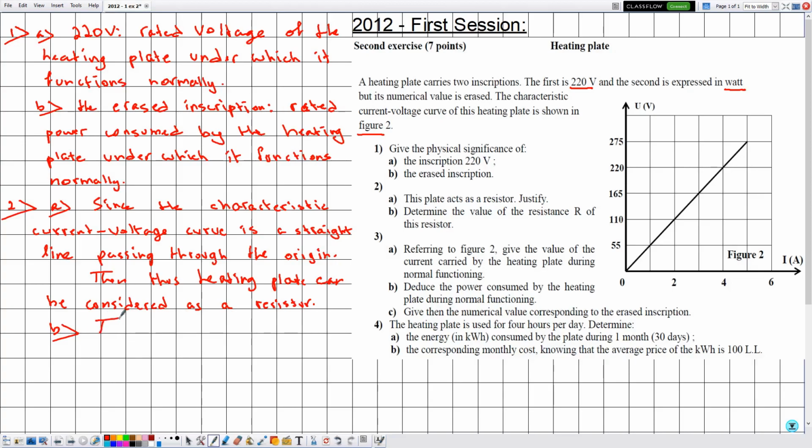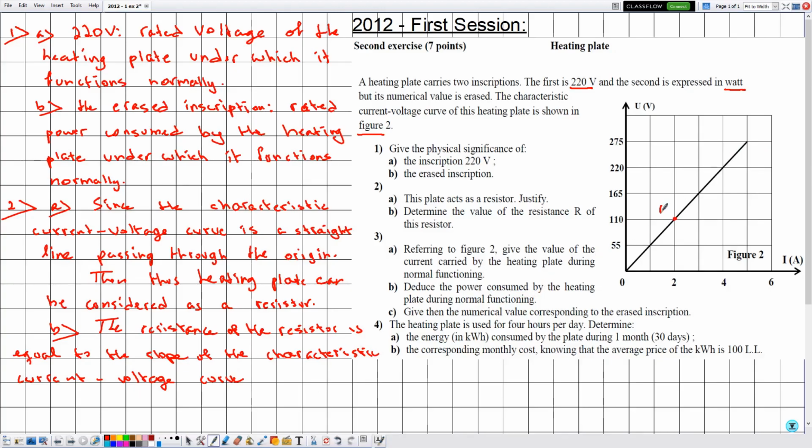The resistance of the resistor is equal to the slope of the characteristic current voltage curve. Then the next step is to choose 2 points that belong to this curve.